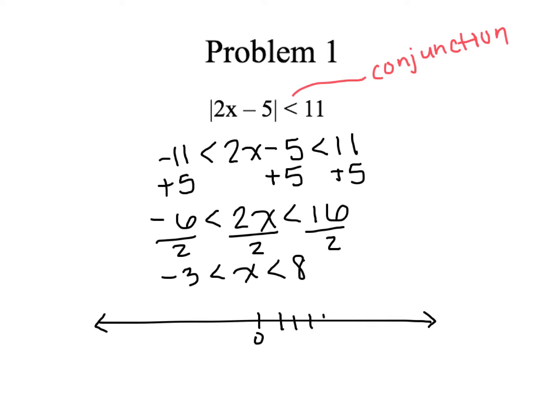1, 2, 3, 4, 5, 6, 7, 8. So x is greater than negative 3. 1, 2, 3. It's an open circle, and it's greater than negative 3. And x is less than 8. It's an open circle, and it's less than. That's it for problem 1.